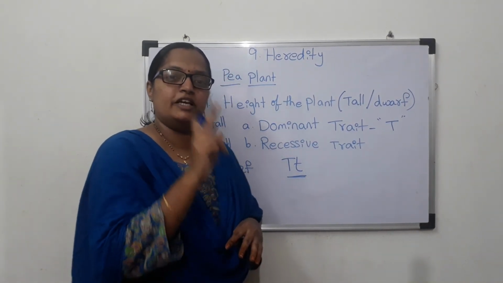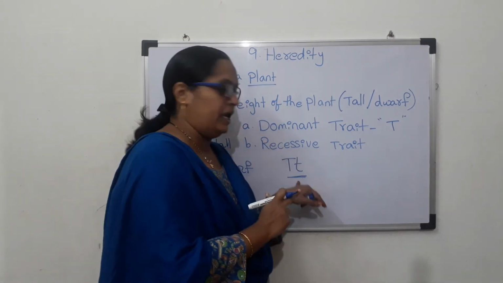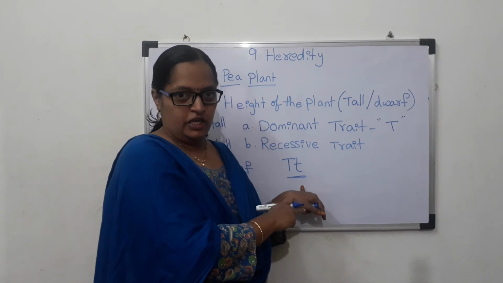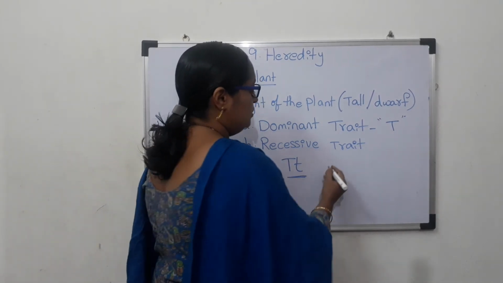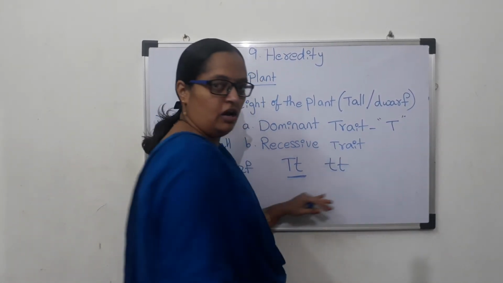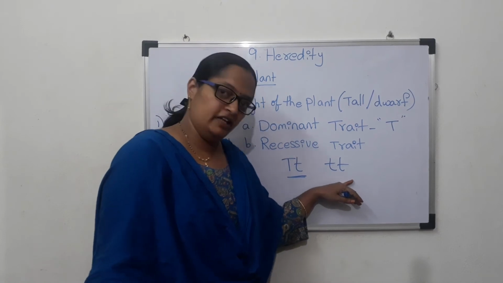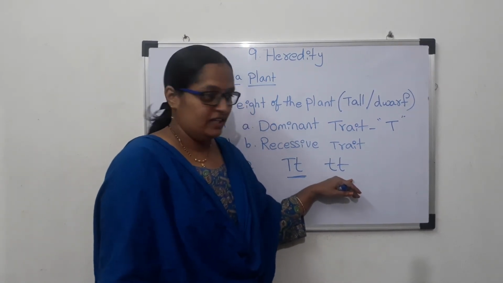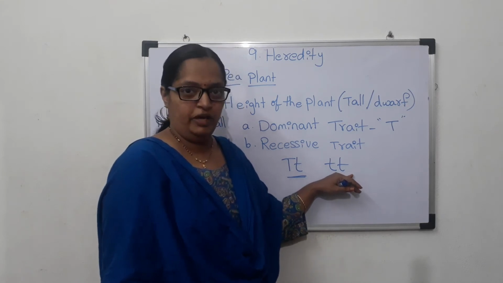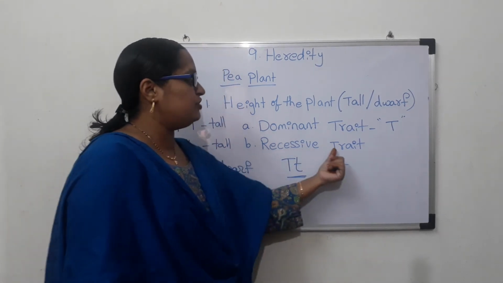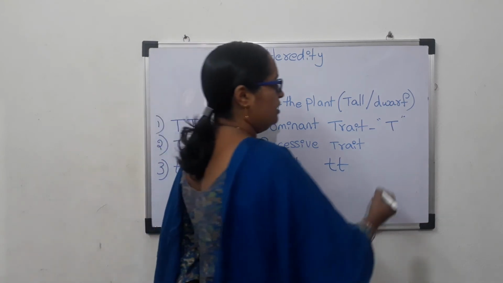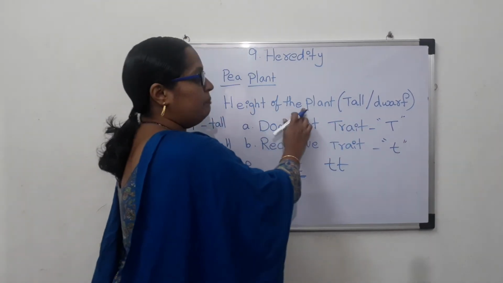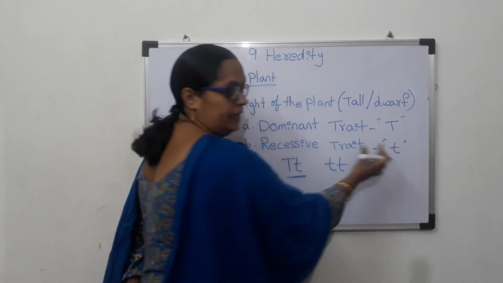When only one recessive gene is present in the pair, it remains masked. If both the genes in a pair are recessive, then this trait will be expressed. Then only this dwarf trait will be expressed. Recessive trait is represented by a small letter. Here we are taking the height of the plant, so it is small t.